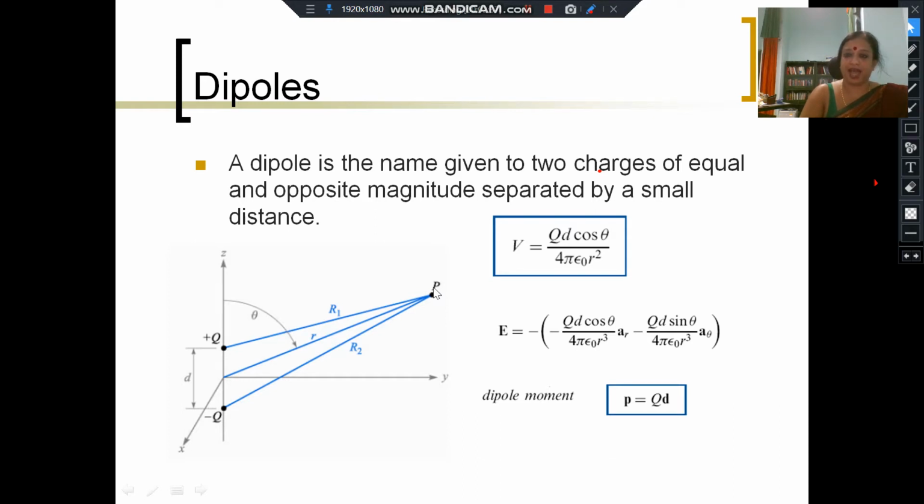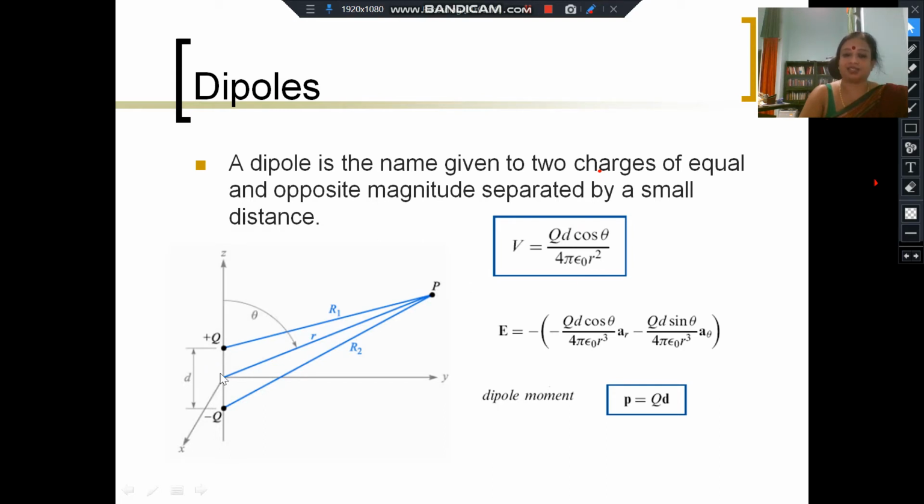The potential V at this point P due to this dipole can be computed as the resultant of the potential at P due to charge plus Q, and the potential at P due to minus Q. So if you do that, then the potential V at point P due to this dipole is given by Qd cos theta by 4 pi epsilon naught r square. As you can see, the potential is directly proportional to Q into d. The product Q into d is called the dipole moment, small p. Theta is the angle subtended by the dipole axis at point P.